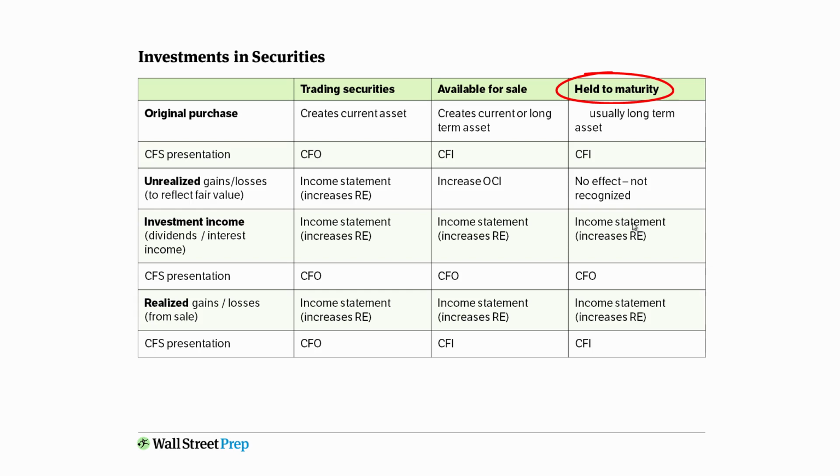It's going to be presented just like with trading securities and available for sale as cash from operations. And then realized gains and losses, just like the other two, are going to hit the income statement. And just like available for sale, it's going to be cash from investing activities. So with that table, you guys have an understanding of how these three components of investment in securities are accounted for.